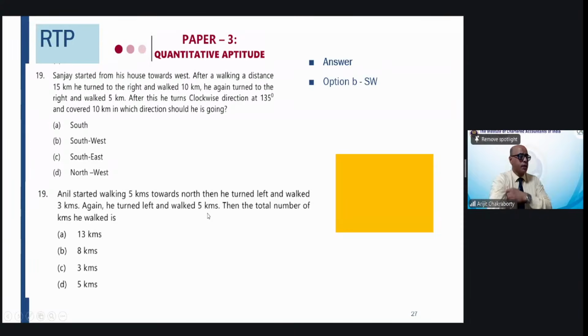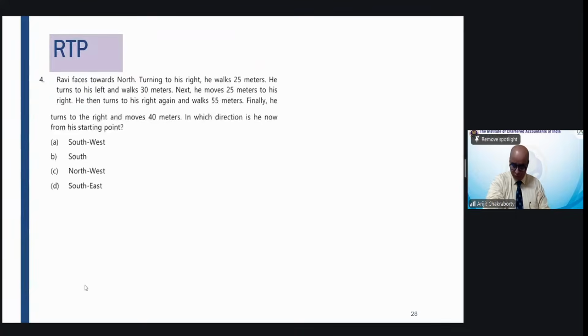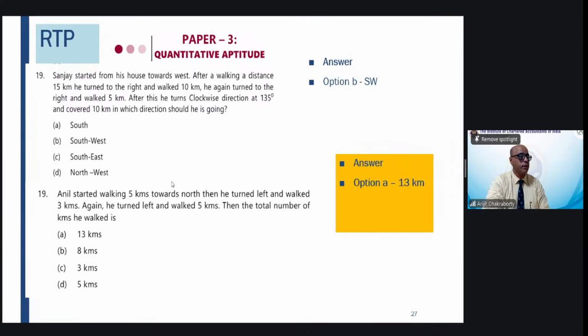The last question we are taking, question number 19, again from another RTP of another question. Yes, we will check this one. The second last question, sorry. Yes. Anil is walking 5 kilometers towards north. Okay, Anil walks 5 kilometers towards north. Then he turns left. North and left means Paschim Disha, west. And he walks 3 kilometers. So 5 kilometers north and then 3 kilometers towards the west. Again, he turns left and walks 5 kilometers. So now he is turning left and walking 5 kilometers means you are moving towards the south.